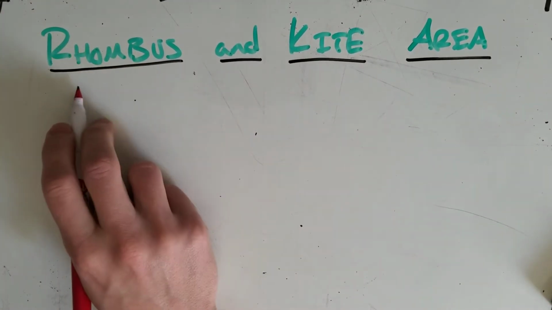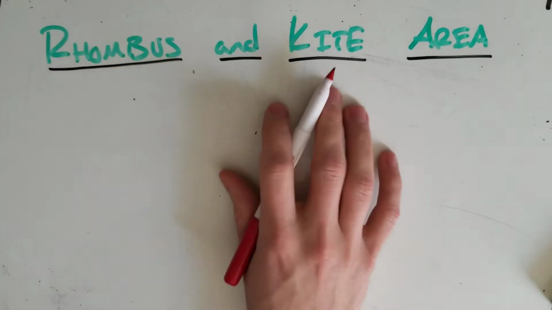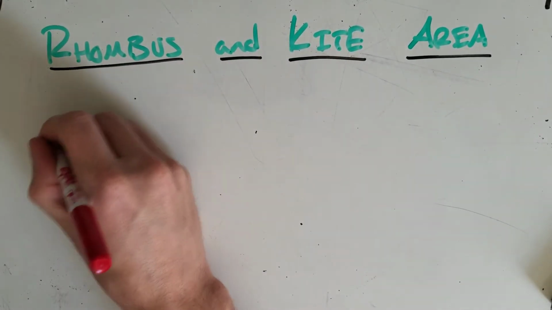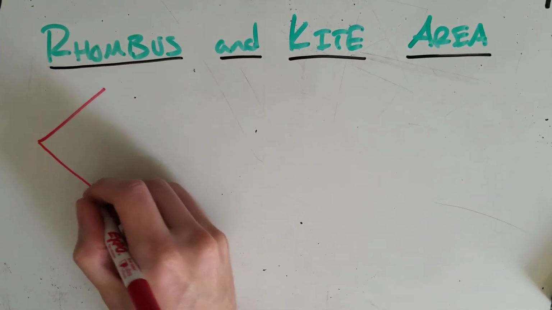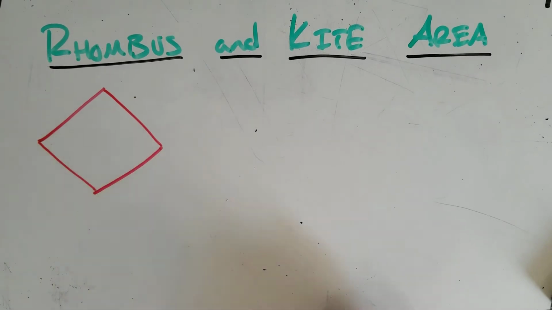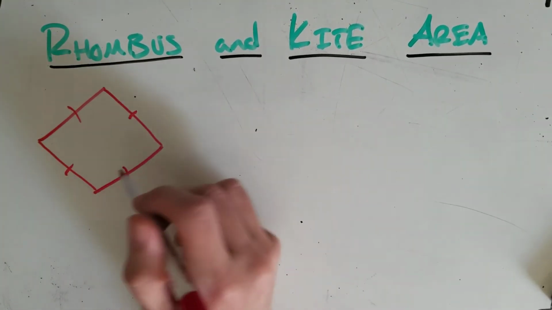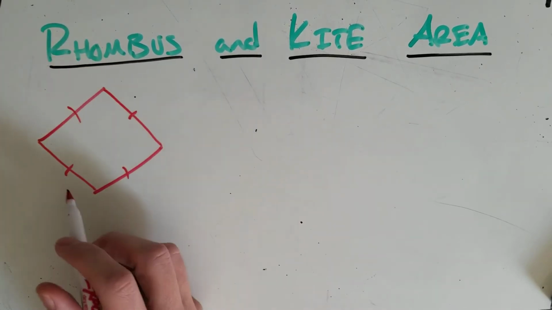We're going to start with a rhombus, and the way we derive the formula will be the same way we can derive it for a kite. So one of the properties we know about a rhombus is it is a parallelogram, so its opposite sides are both parallel and congruent, and we know all sides are congruent. So these sides are all parallel and congruent.